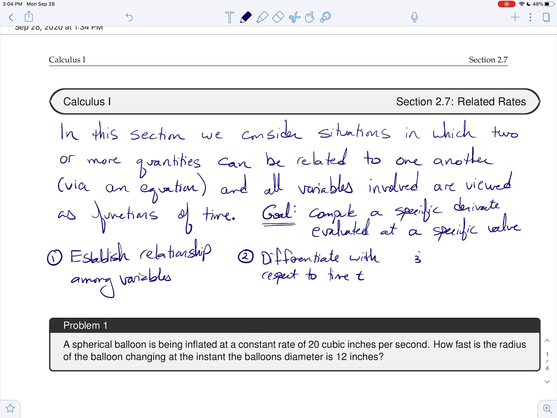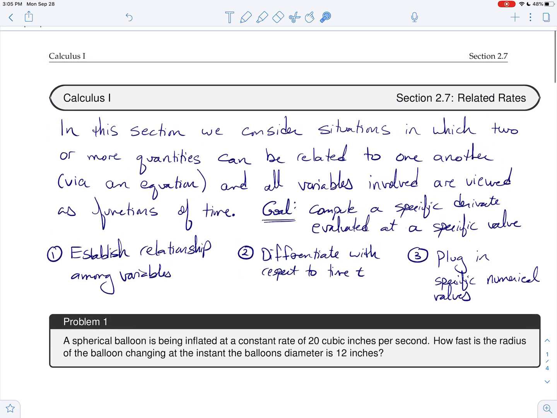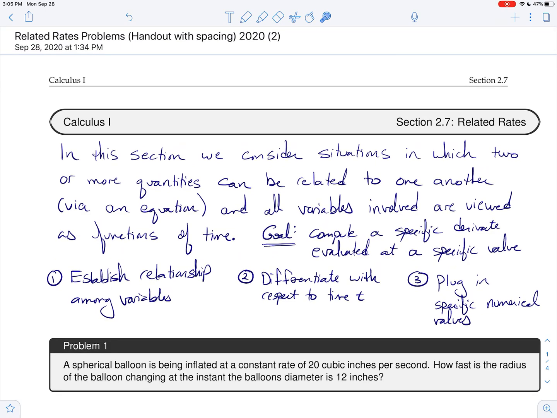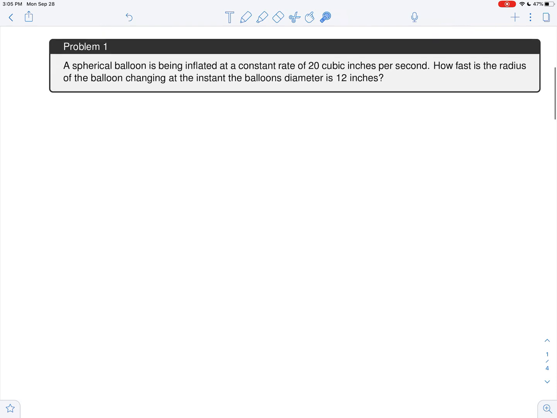And then three, after you've done those two things, only after you've differentiated, will you plug in the specific numerical values. Okay, so again, look for a relationship, take derivatives, plug in the specific values. That's the flow. So let's dive in and do an example. I've posted this blank handout on Teams. Highly encourage you, if you haven't already, pause the video, go print off a copy of this, and then come back and work it out with me on your copy.